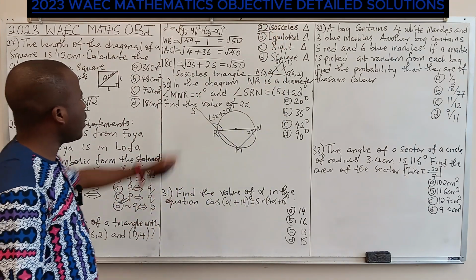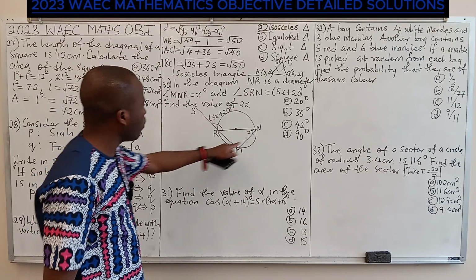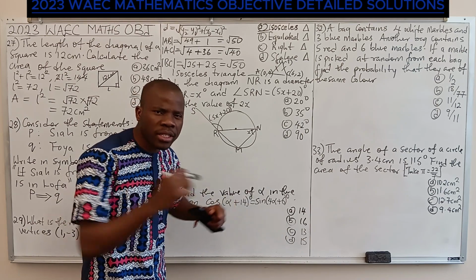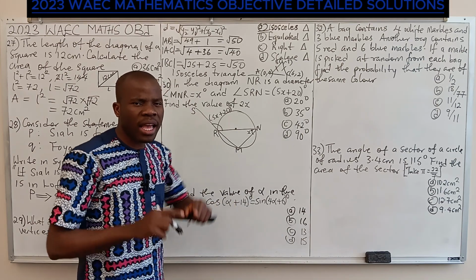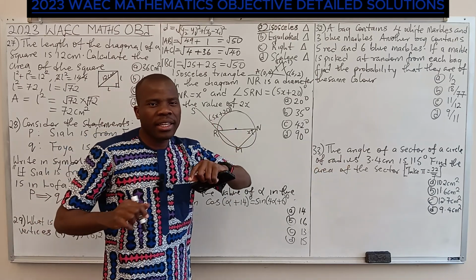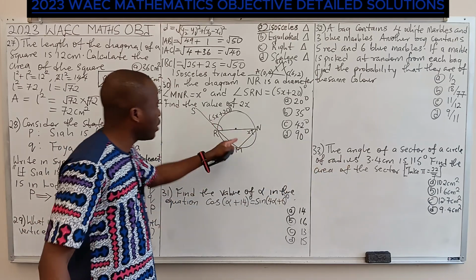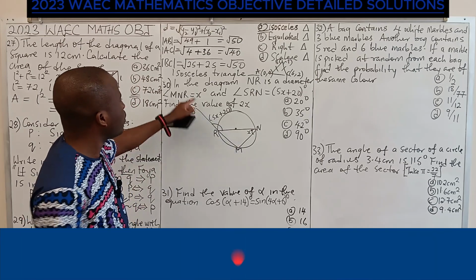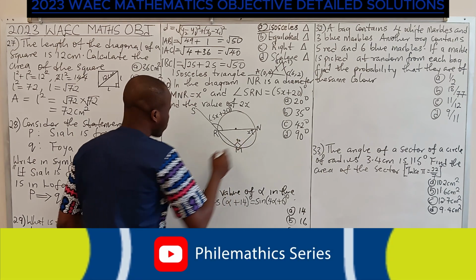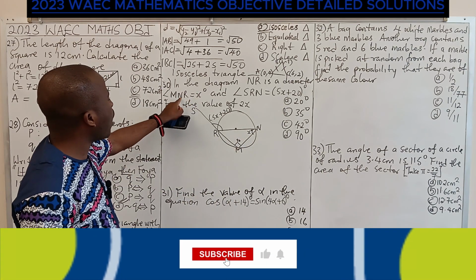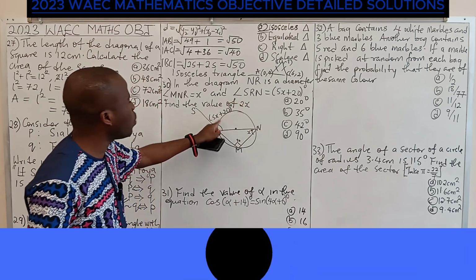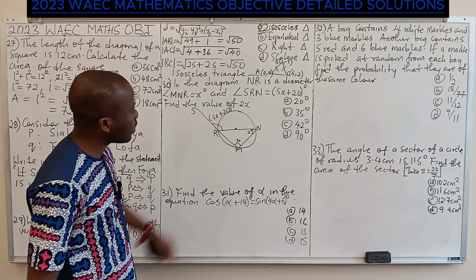Question 30 says, in the diagram, NR is a diameter. This first statement brings the circle theorem that says the angle in a semicircle, or angle in a diameter, is a right angle. Since this is a diameter, this angle here is 90. Angle MNR is x, angle SRN is 5x plus 20. Find the value of 2x.